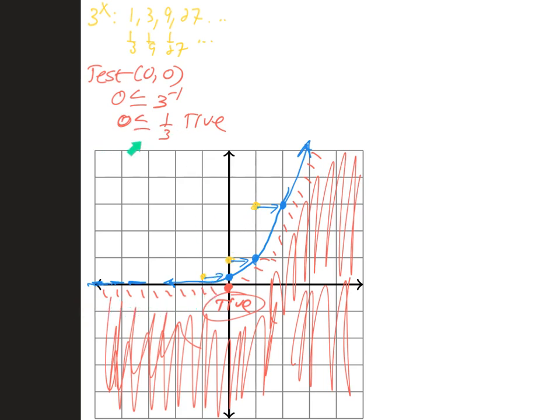Testing (0, 0), it's not on the lines. When I plug (0, 0) into the original, I get 0 is less than or equal to 3 raised to the negative 1. Anything to a negative exponent means reciprocate. So is 0 less than or equal to 1/3? Yes, that's true. So for my point (0, 0), it's a true statement. I'm going to shade everything on the same side of the line as (0, 0). So everything down here gets shaded.